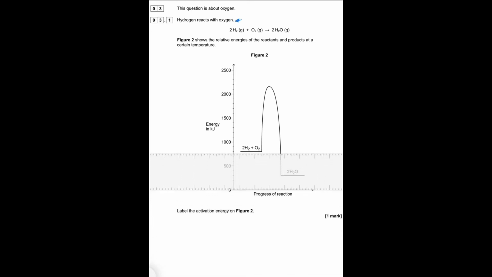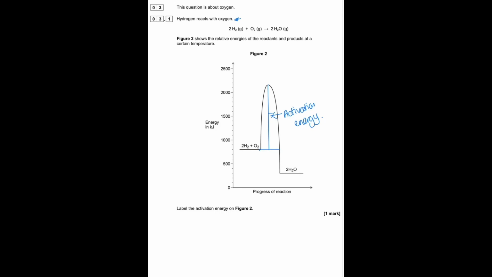So the first thing that we would do is we would draw a line across from where we have our reactants, and then the activation energy is from the highest point on the curve to the line from the reactants that we've just drawn. So if we draw our line here, this here is our activation energy.